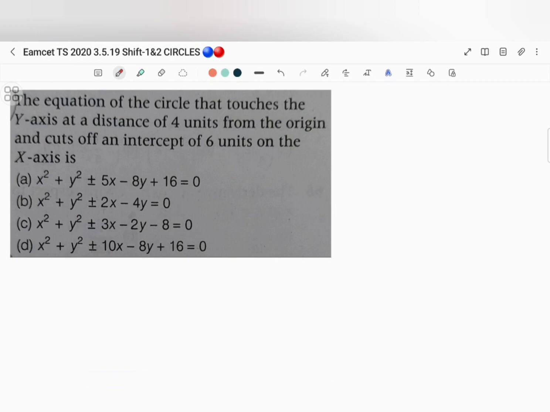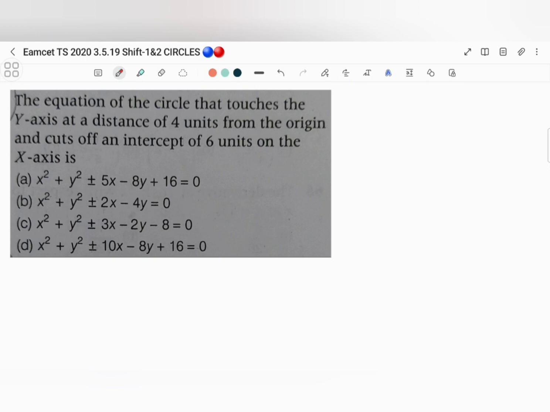In this video we are going to discuss EAMCET 2020, one of the sessions, mathematics. We are in the circles concept, so let us have a discussion.